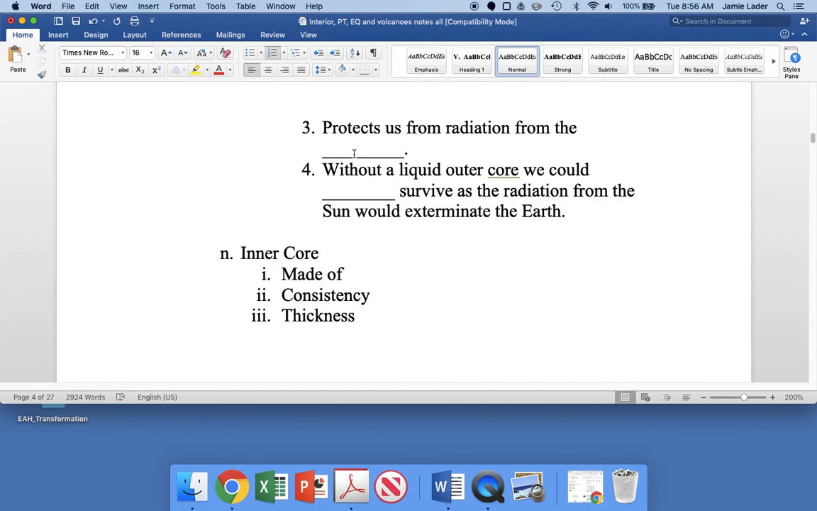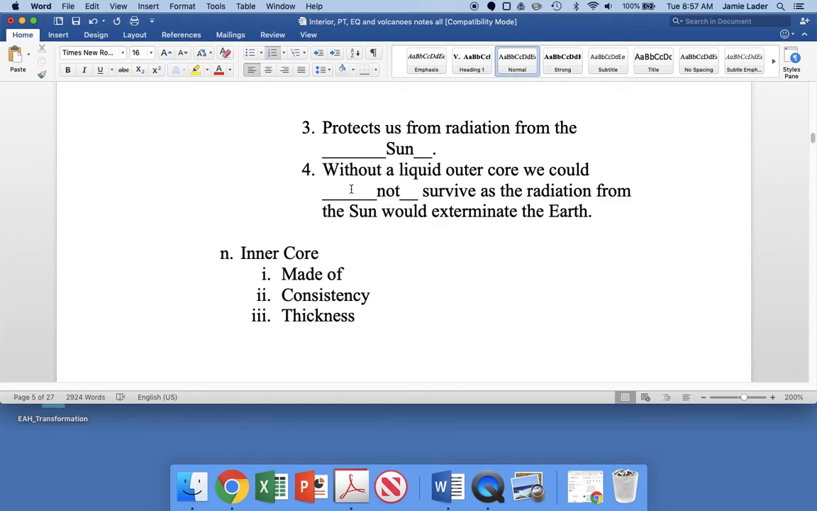Now, another thing about the outer core is it protects us from radiation from the sun. Okay, this is all the outer core. Without a liquid outer core, we would not survive, as the radiation from the sun would exterminate the Earth. So the magnetic field that's surrounding the Earth, created by the outer core, actually prevents us from radiation from the sun. The basic type of radiation it protects us from is called X-ray radiation. So if the outer core stopped moving, life on Earth would not be possible.